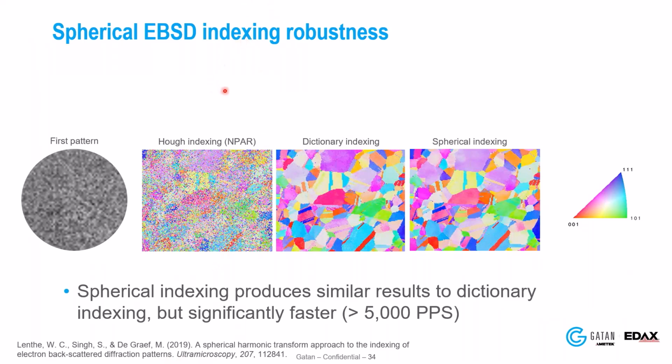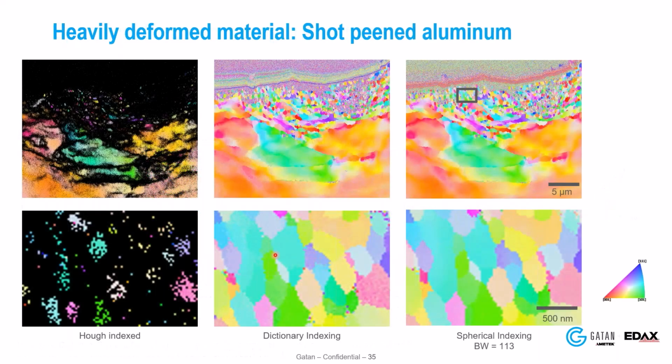Okay, so this is showing the comparison again, one of our noisy patterns. This is the Hough indexing with NPar, so that's sort of the best we can get traditionally. We get good results with the dictionary, but we get pretty much identical results with spherical indexing, and we can get it significantly faster. This is work shown by Will Lenthy, who's implemented this into OIM Analysis and was part of Mark's group at CMU. And we can see speeds greater than 5,000 points per second when we're doing this. I'll talk in a second on what will influence that.